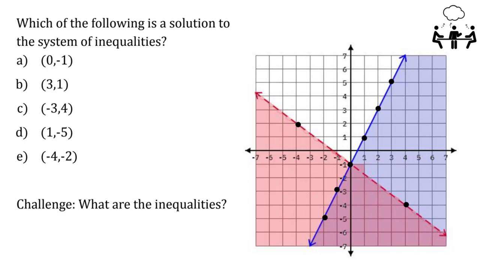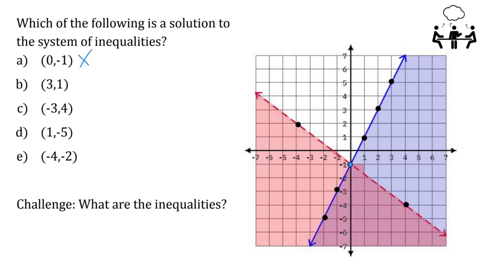This next question says, which of the following is a solution to the system of inequalities? Let's go through each point and plot them. 0, -1 is right here. Although it looks like it's in the shaded region, we have to keep in mind that the red line is a dashed line, which means that point is not a solution. So we're going to say no for that one.